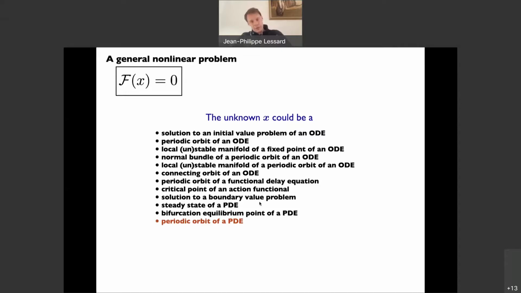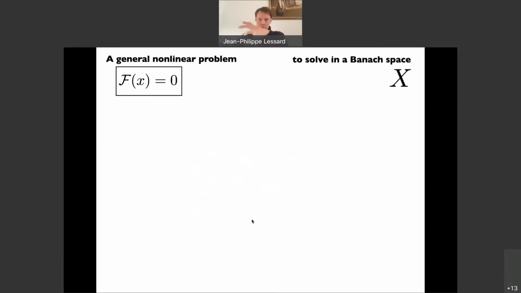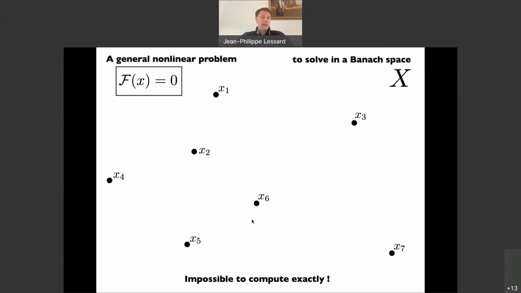But let's say we apply this strategy to a lot of different types of problems. All right, so now we have a problem of the form f of x equals 0 to solve in a Banach space. So in general, it's going to be an infinite dimensional nonlinear map. Okay, so the difficulty is that the problem could have a lot of solutions. It could have infinitely many solutions. There could be a unique solution, but in general, it's nonlinear, infinite dimensional. So there could be a lot of solutions, right? So often it's impossible to actually compute them exactly.